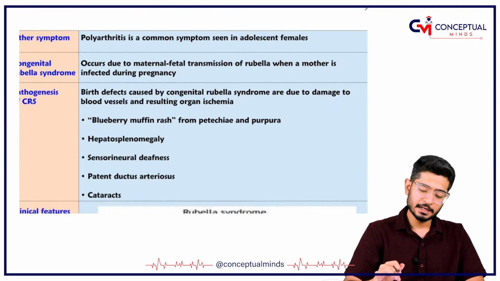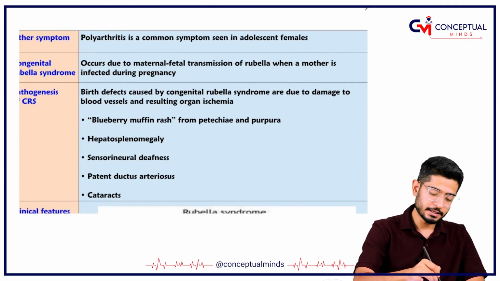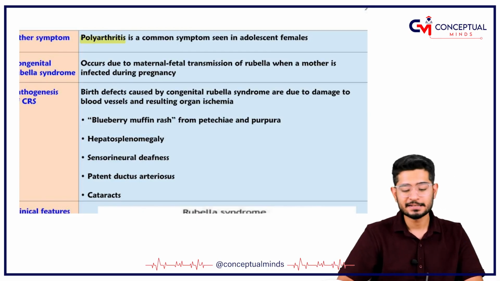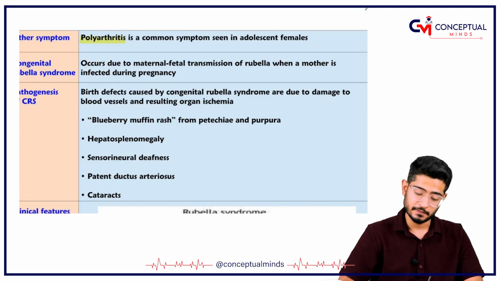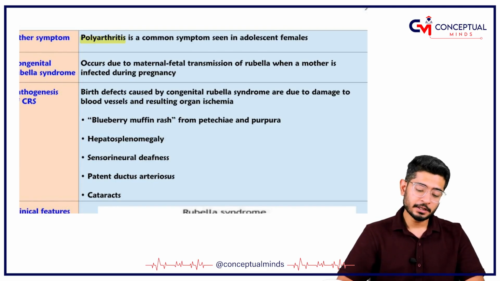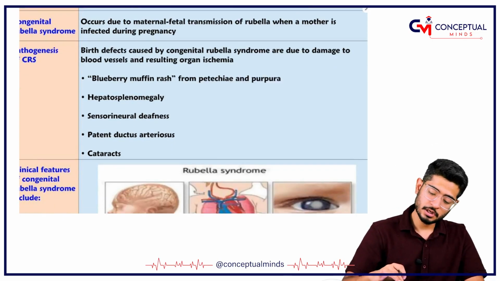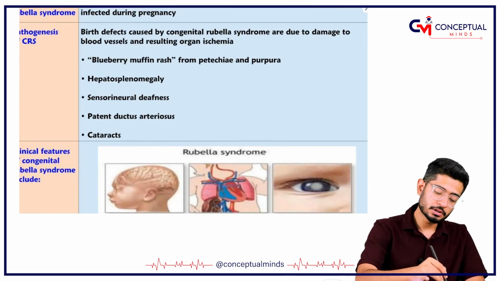Okay, so what are the other symptoms in rash? See, polyarthralgia, polyarthritis is the common symptom which is seen with the female. Okay, after that you have got something which is called the pathology of congenital rubella syndrome. Now we will discuss a little about the congenital.